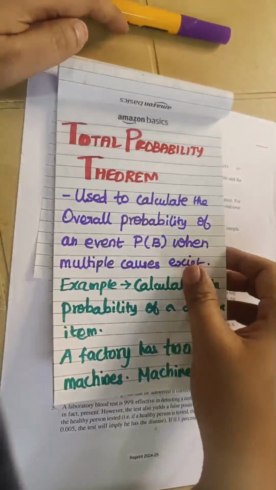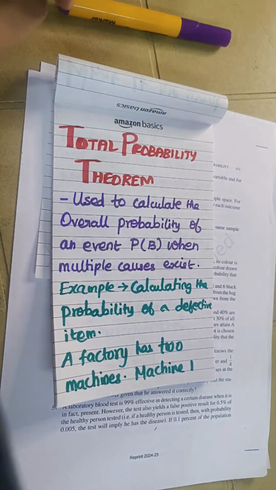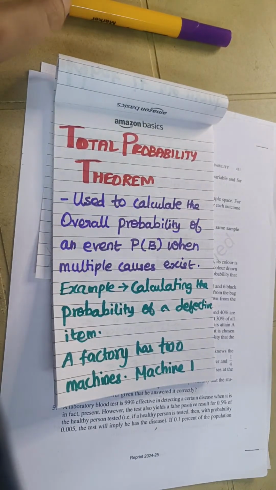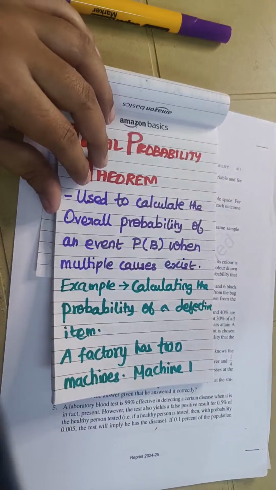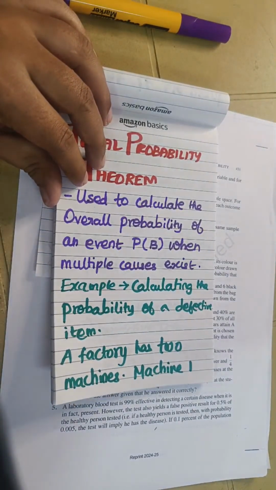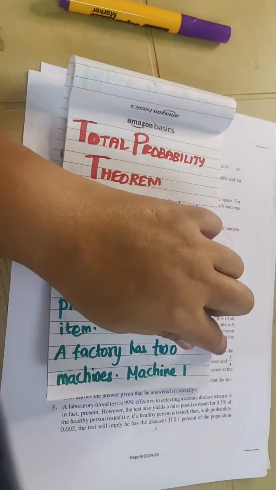This is mainly used to calculate the overall probability of an event when multiple causes exist. So for example, here I have taken a factory. For example, we have two machines. We do not have idle machines, isn't it? 100% efficiency. So, though those two machines produce many items, we do have certain defective items.